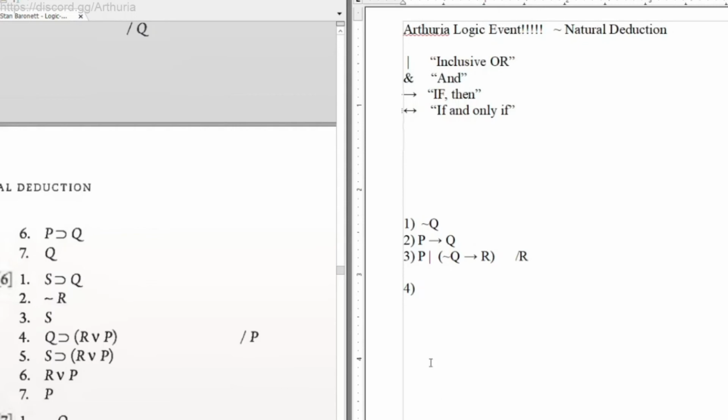So I'm going to write something, and you tell me if I'm doing this right. I'm going to write P is true through modus tollens of 1 and 2. Then I'm going to write that not Q, if not Q then R, is true through a DS of 4 and 3. And then I'm going to write R is true through modus ponens of 1 and 5.